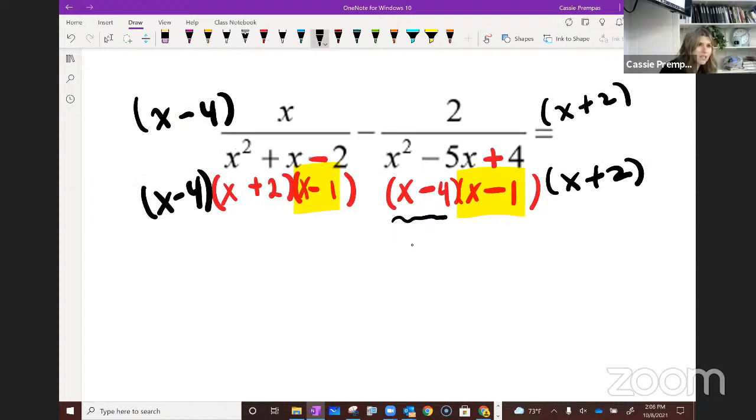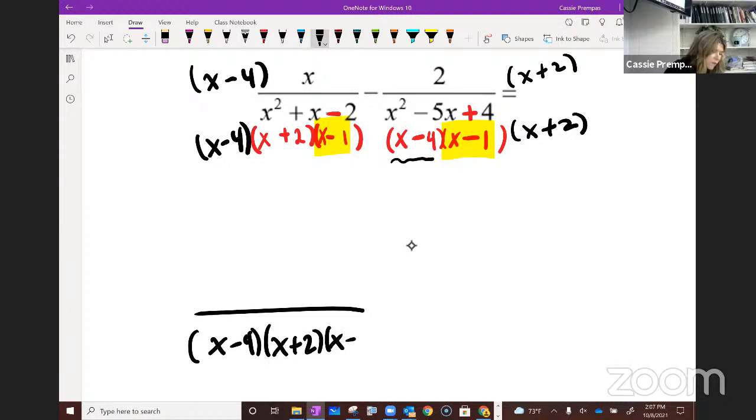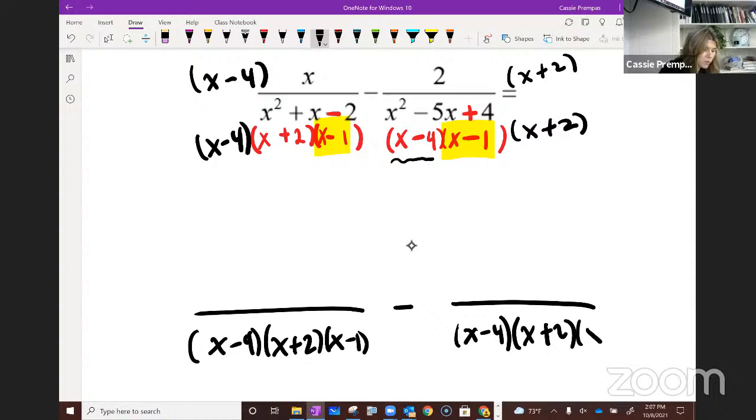Now, if you have identified those pieces correctly, you should have the same denominators now. So I like to check. The first denominator is big. It's x minus 4 times x plus 2 times x minus 1. And I know that I'm subtracting the second fraction, but the second fraction has the same denominator. You can rearrange those parentheses because multiplication is commutative. So I'd have x minus 4 times x plus 2 times x minus 1.